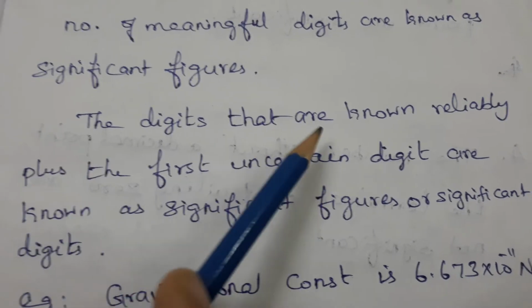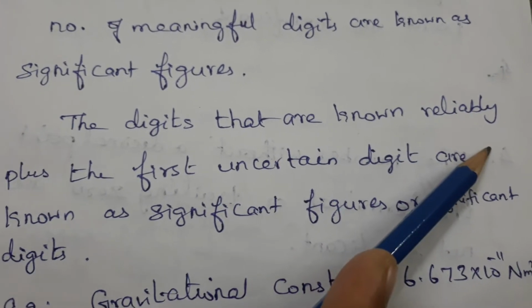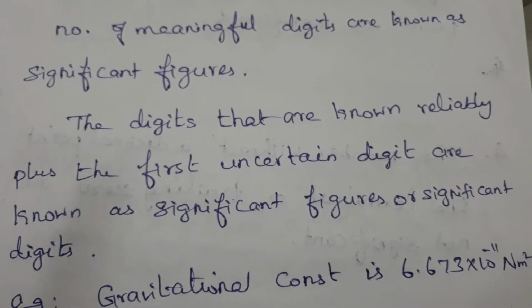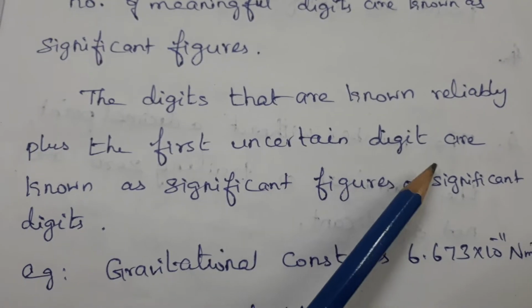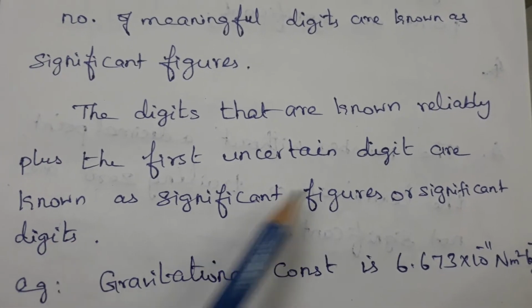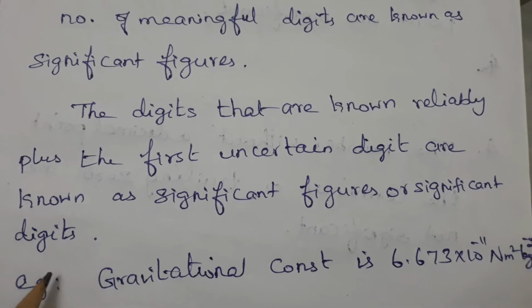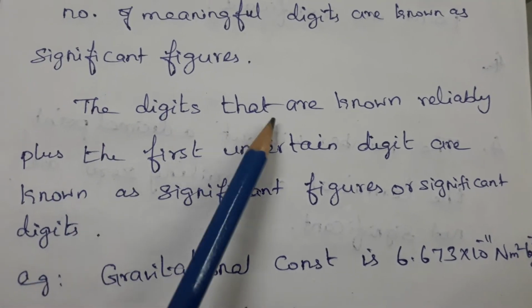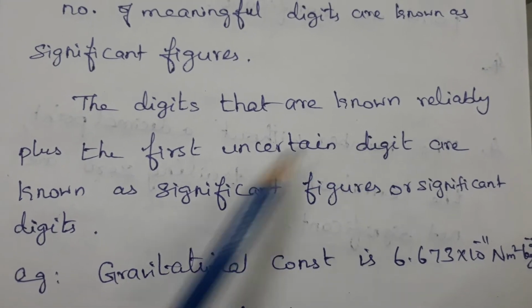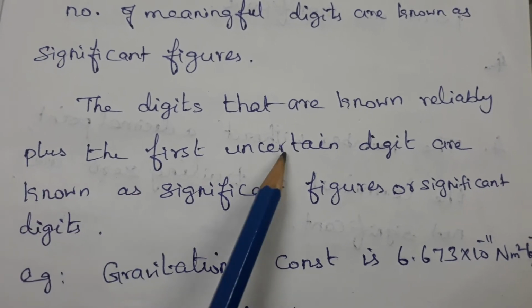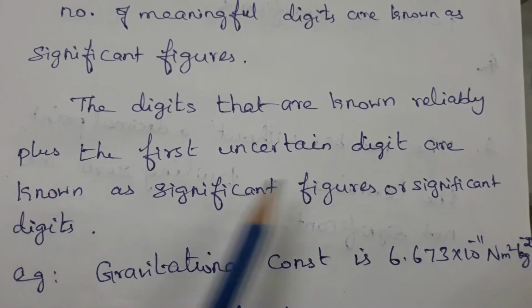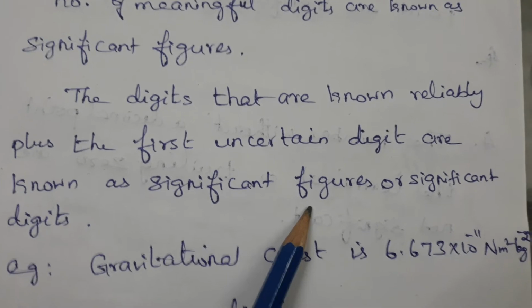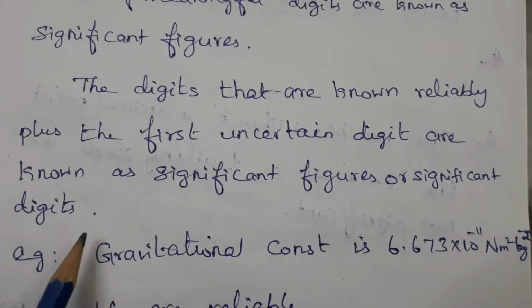The digits that are known reliably plus the first uncertain digit are known as significant figures or significant digits.